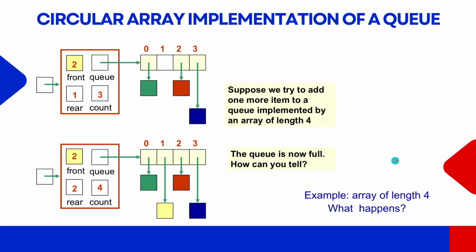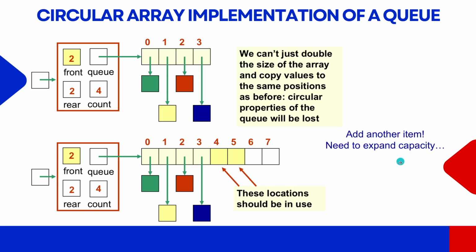So, we have only one way of adding further elements to this queue. We have to expand the size of the array first, copy the elements back to the array, and then think of adding some more elements to the queue. Here is one way of expanding the size, or the capacity, of the array.